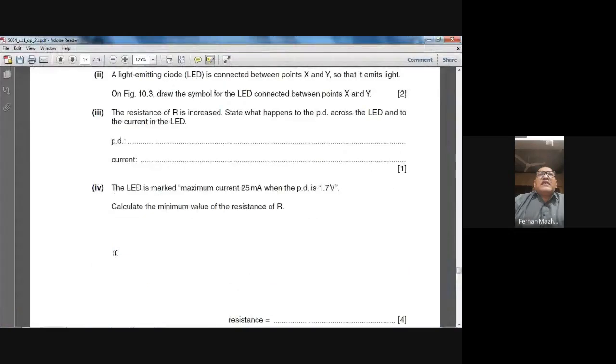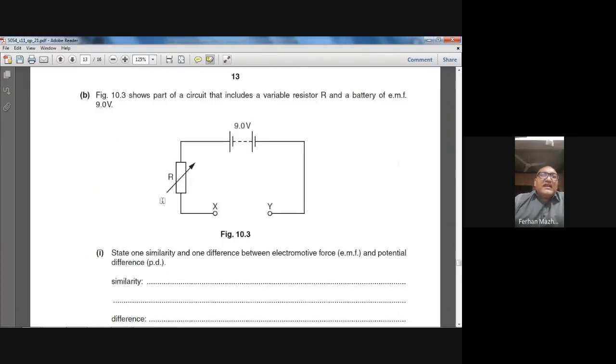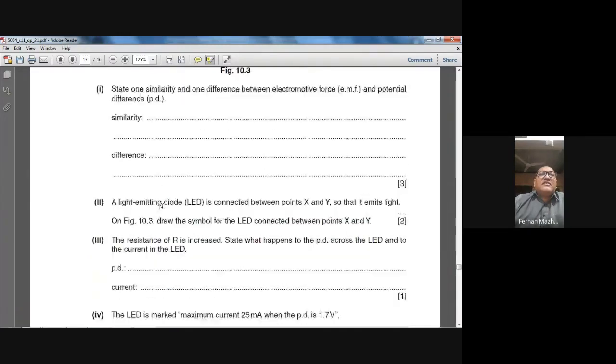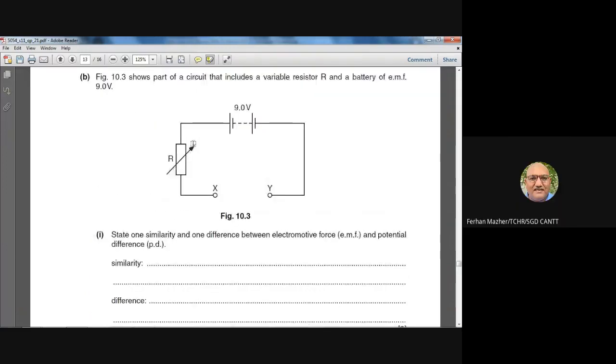It says the resistance of R is increased. State what happens to the potential difference across the LED and the current in the LED. You see, if the resistance of R is increased, it will take a larger amount of voltage. So the LED will be getting less voltage. If you put a voltmeter across the LED, it will show a lower reading. So the voltage across the LED will decrease.